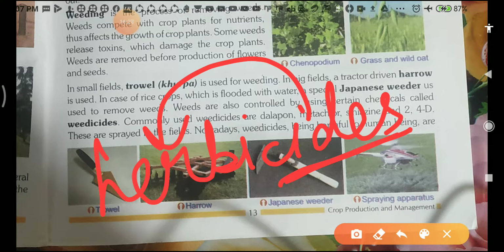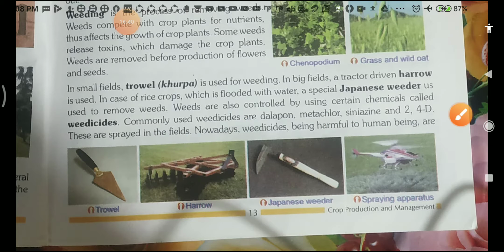Students, this is more about weeding. The process of removing weeds is called weeding, and this much only. I hope you will understand this topic very nicely.